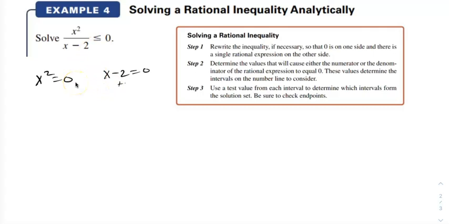So this one we add 2 to both sides, and I get x equals 2. Over here we take the square root. Square root of 0 is 0. So we have 2 critical points, 0 and 2. So next we're going to do a sign chart.